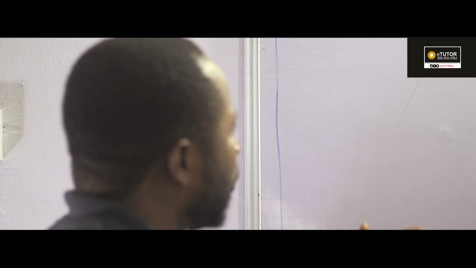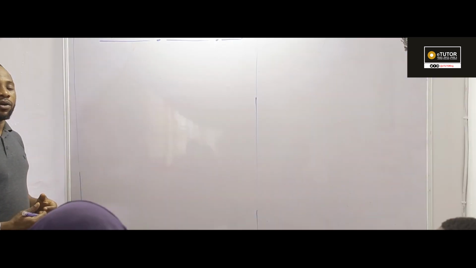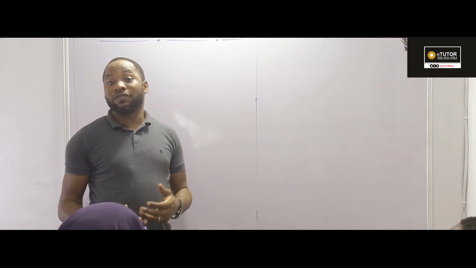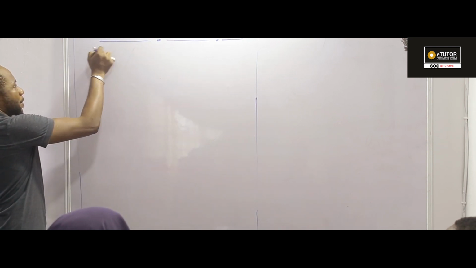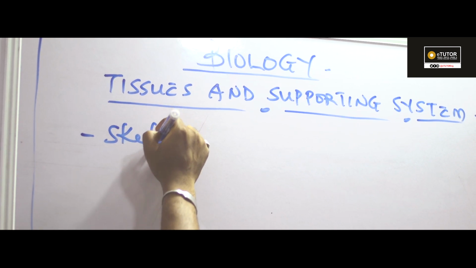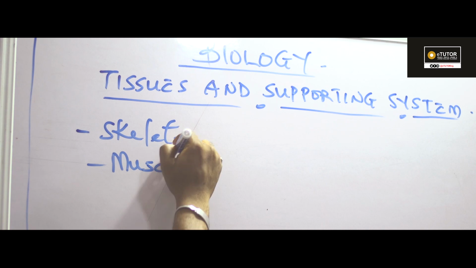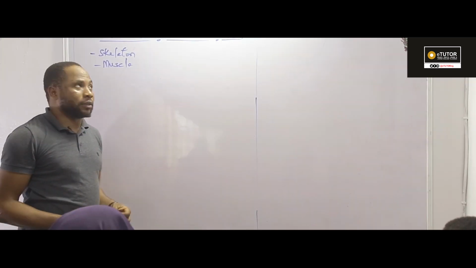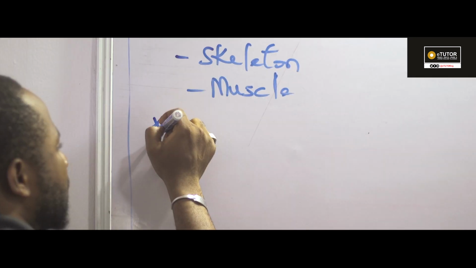Today, we'll be discussing a topic called tissues and supporting system. Now, the supporting system is a part of connective tissue, and it consists of skeleton and muscles. It consists of skeleton and what? Muscles.